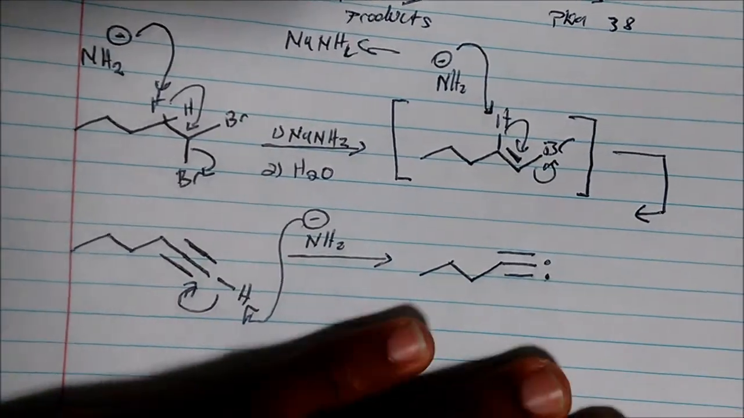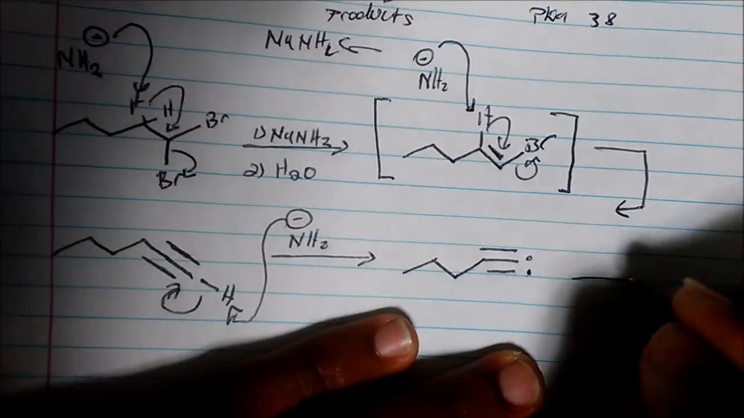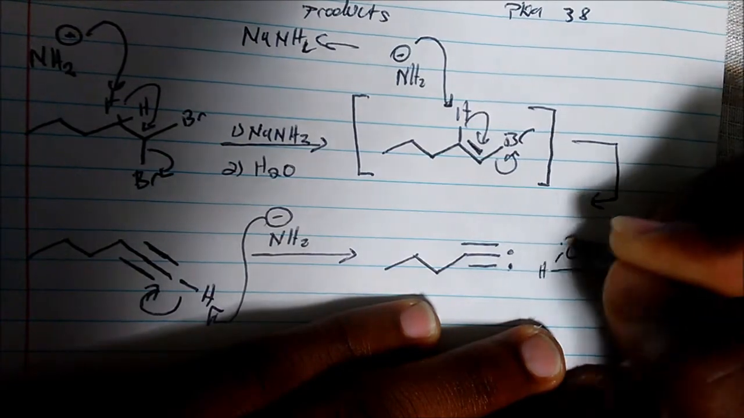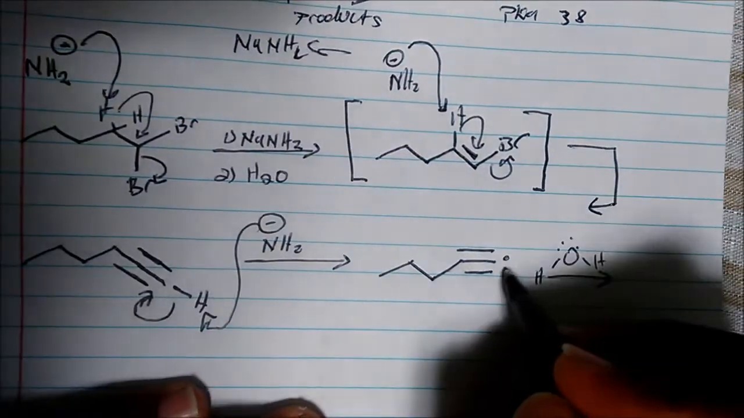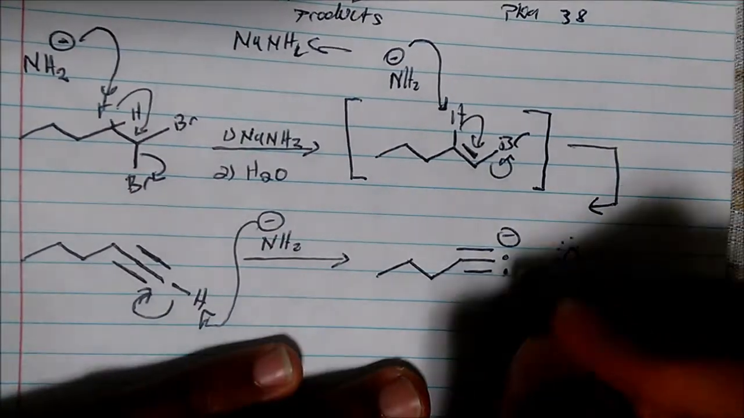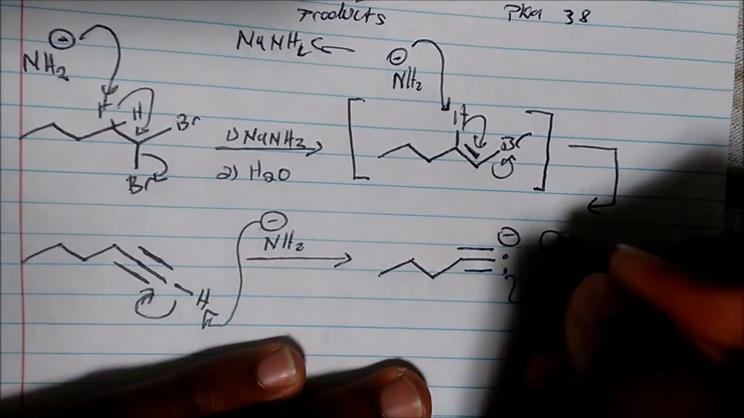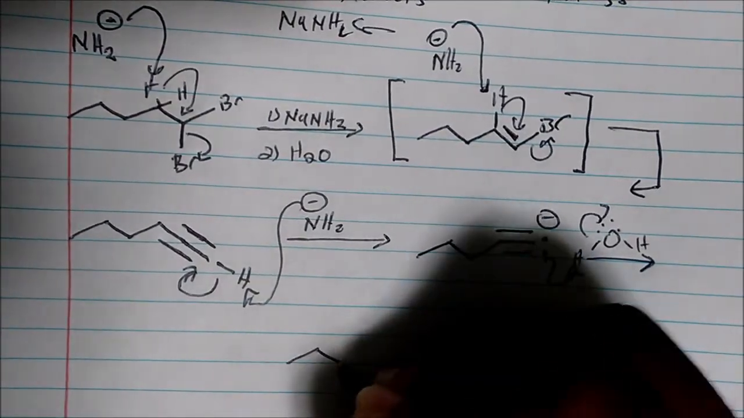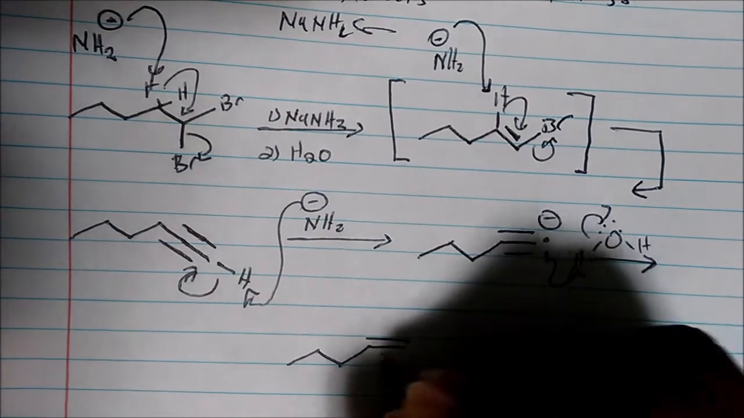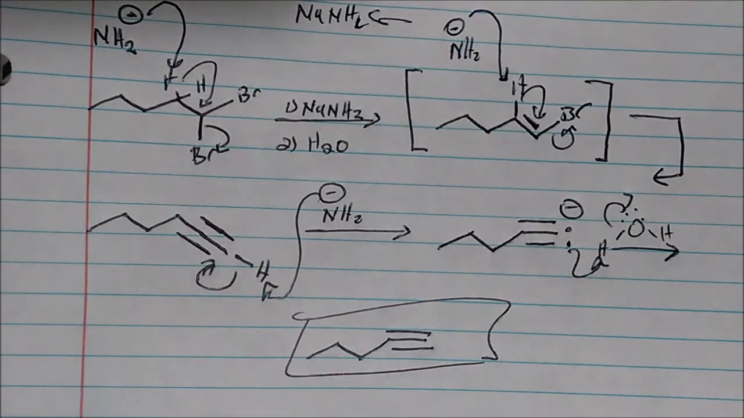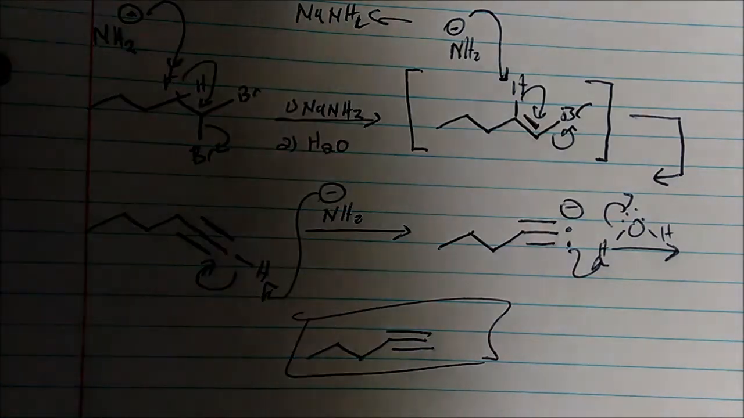But this is why we add water. In the last step of the mechanism, the molecule's negatively charged carbon anion acts as a base, takes a hydrogen from water, kicks the electrons onto the oxygen, and you get your neutral product to be something like this. So this is how we make alkynes. Sodium amide is going to become very important when we talk about alkyne synthesis.